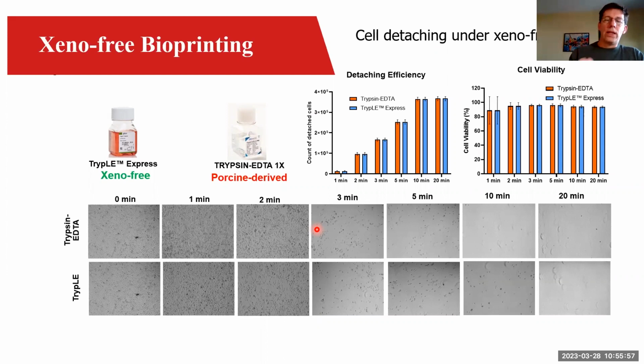The next point is that when you passage your cells, you usually use trypsin to detach the cells from the cell culture plate or from the cell culture bottle. And the trypsin commonly is porcine derived, so we use the xeno-free trypsin, and we found that it's very easy to replace. So he determined detaching efficiency and cell viability, and actually there was no difference between the porcine-derived trypsin and the xeno-free trypsin, so obviously it's easy to replace this one.